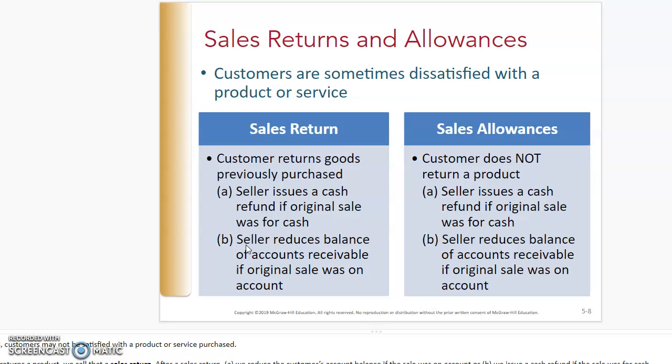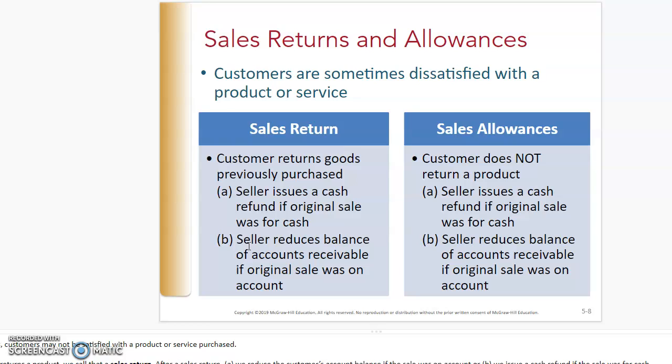If the customer is not satisfied with the product or service, it's the wrong size, the wrong color, didn't work, whatever, the customer can return the product or the company can give them an allowance for it. Okay, these are both treated the same on the financial statements, but they are separate accounts. These are expense accounts that reduce the amount of revenue from gross revenue amounts to net revenues.